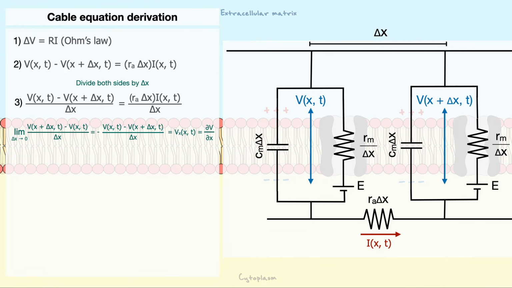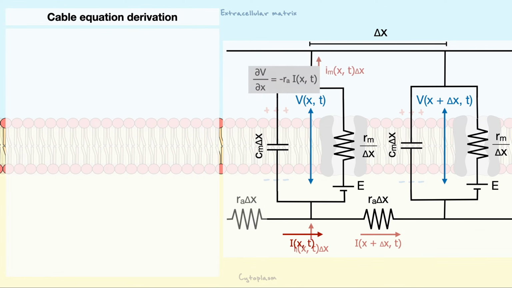If we add a negative sign, we get the same expression which we can replace in our equation. Thus, we arrive at the relation that the rate of change in voltage with respect to position is equal to the negative product of the axial resistance per unit length and the current going in between. This bit of information will be very useful for us, so I will keep it close.